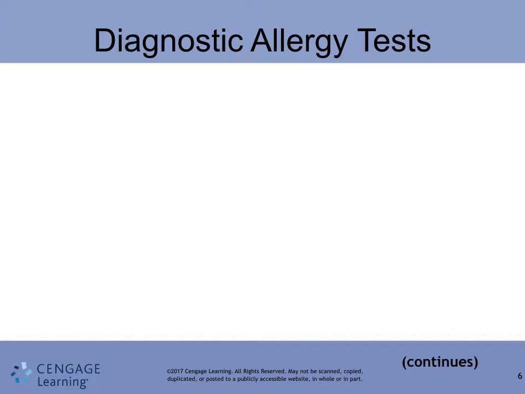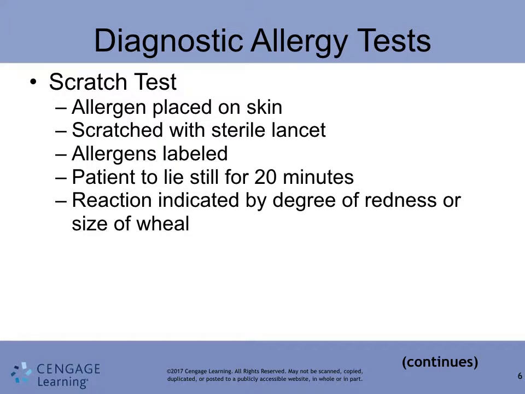All right, so people think they have an allergy. How do we figure out what type of allergy they have? What are they allergic to? Well, we have what's called a scratch test. What we do is we have the patient come in to the office and we will pick a certain number of allergens that we think the patient might be allergic to.